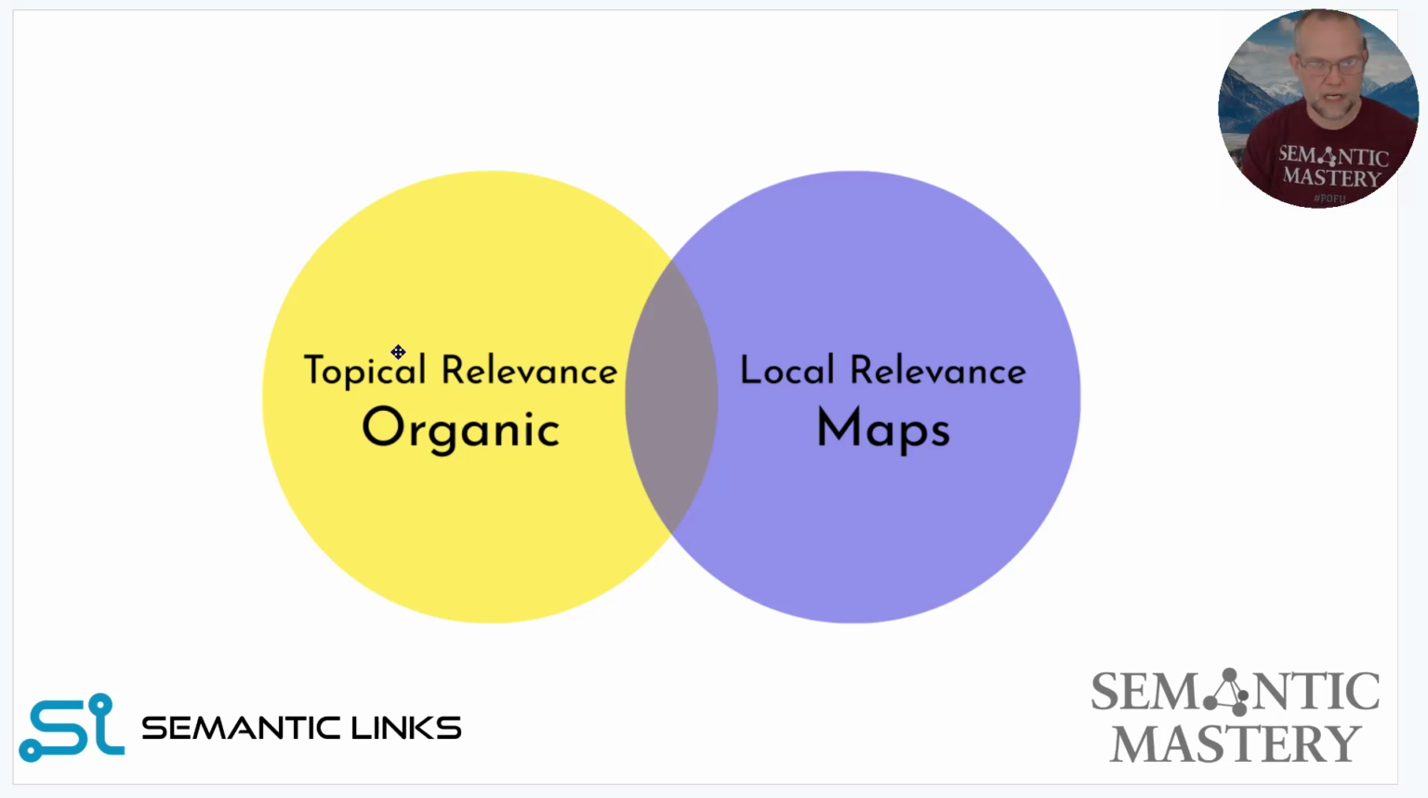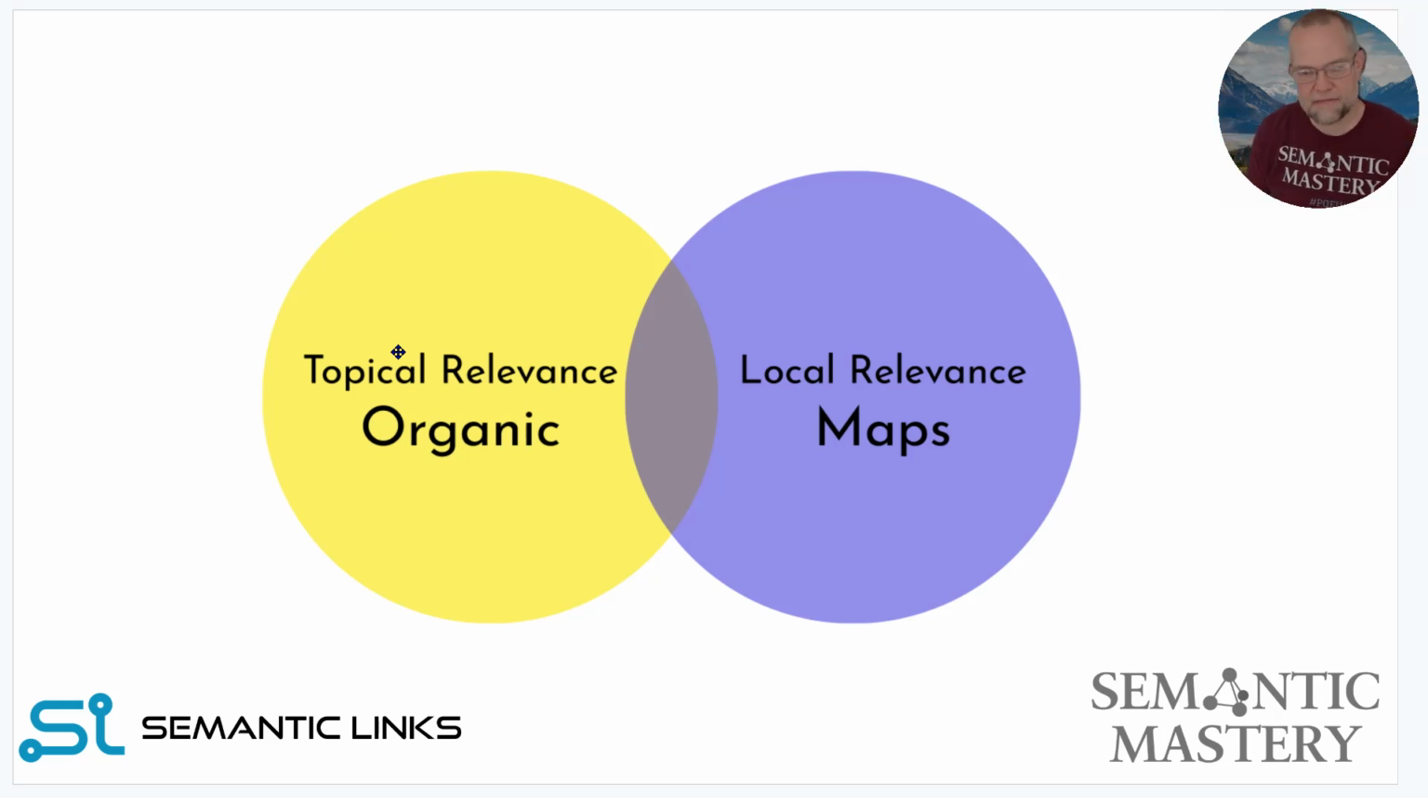So we do a combination at Semantic Links of both topically relevant links with topical relevance matching at the referring page and referring domain level, so those links are given full credit by Google, and also locally relevant links that help significantly with maps ranking. So we strike a balance between the two.